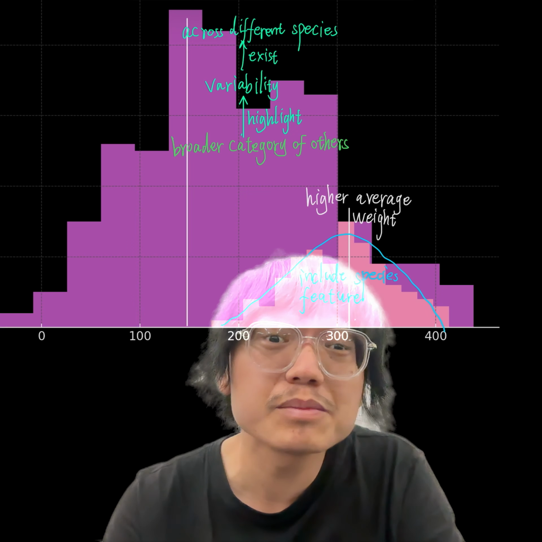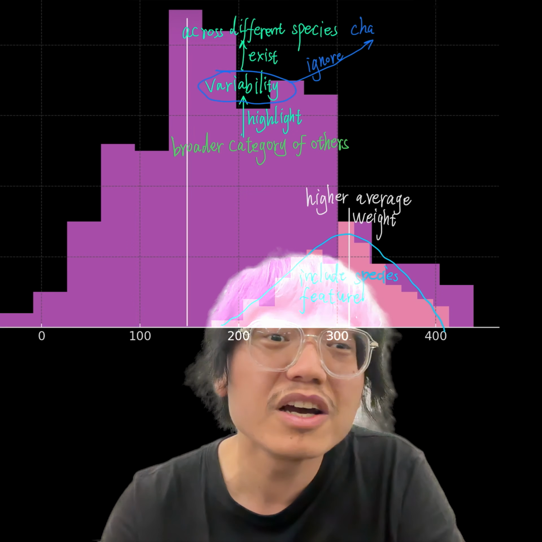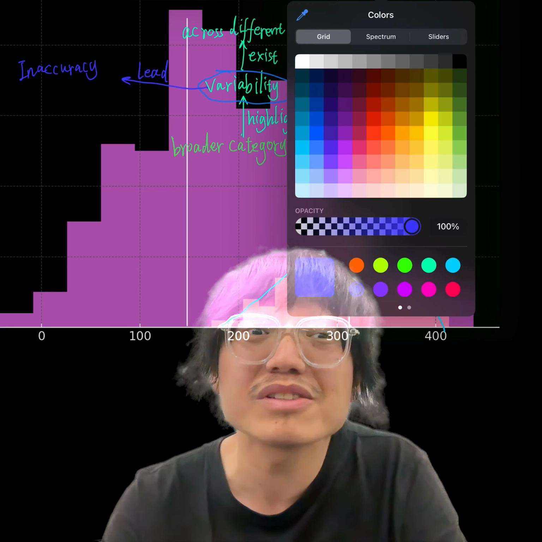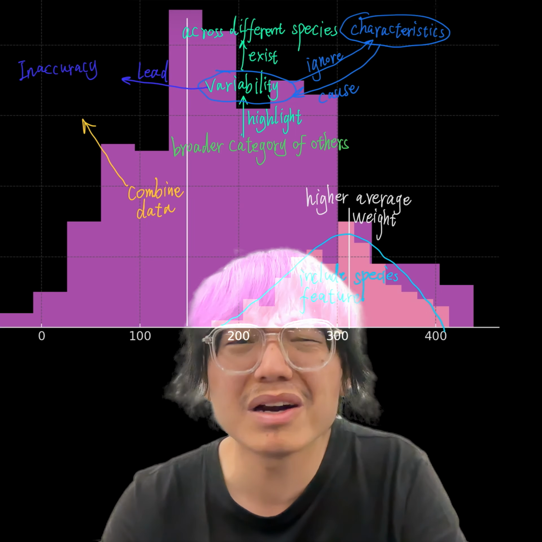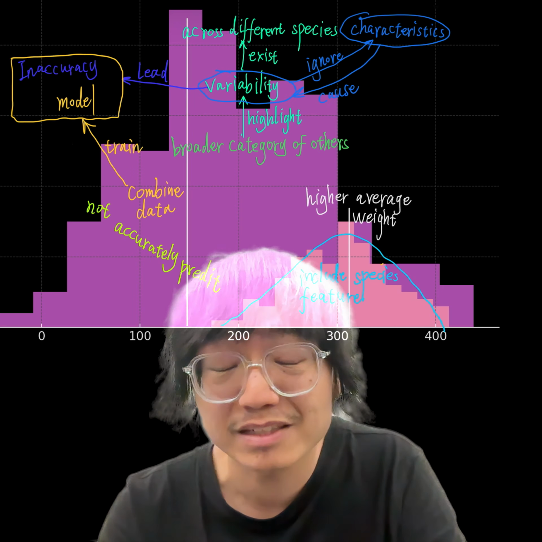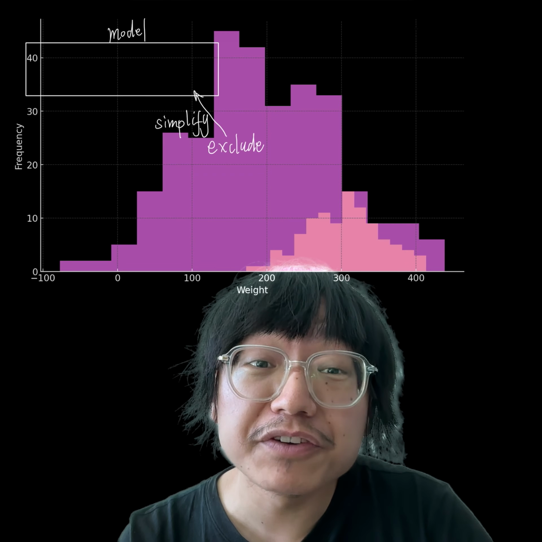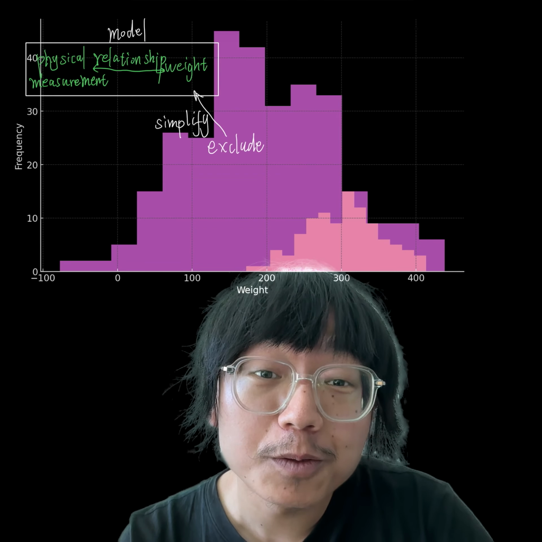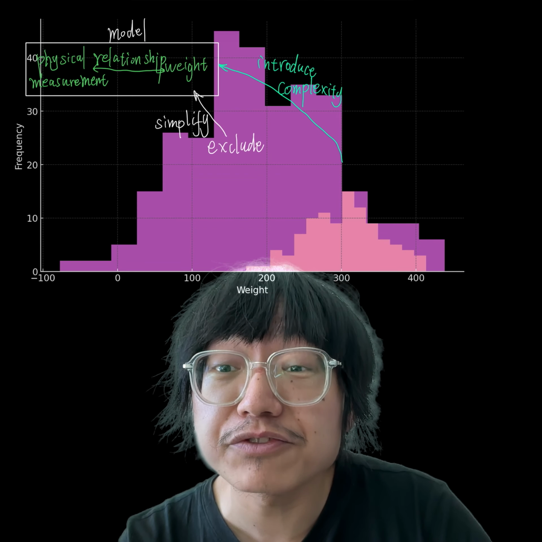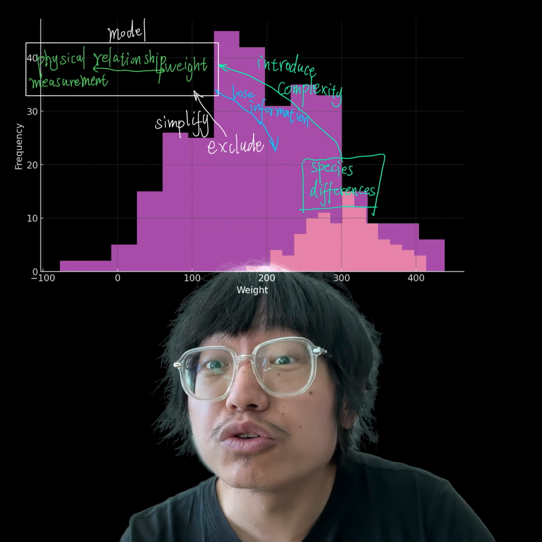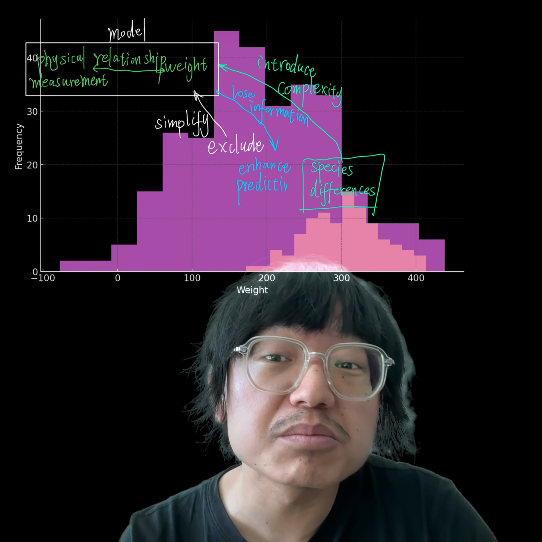So just by not including the species feature in the model, the variability caused by different species characteristics is ignored. This can lead to inaccuracies because a model trained on combined data might not accurately predict the weight for a specific species like bream. Excluding the species feature simplifies the model, which can be beneficial for understanding the fundamental relationship between the physical measurements and weight, without the complexity introduced by the species differences, right? However, this simplicity comes at the cost of losing potentially crucial information that could enhance the model's predictive accuracy.